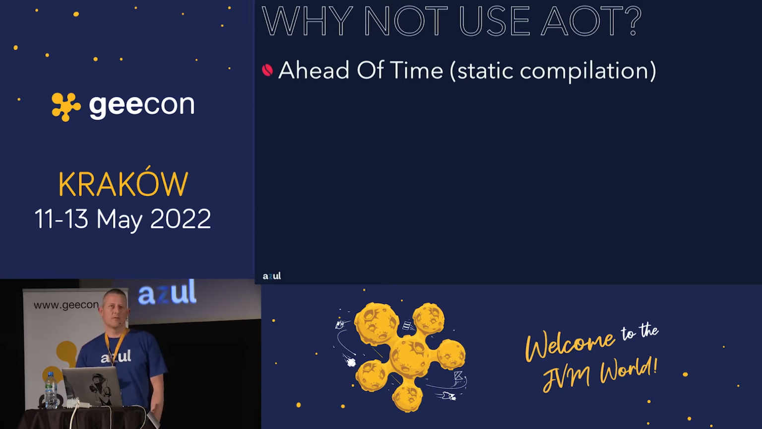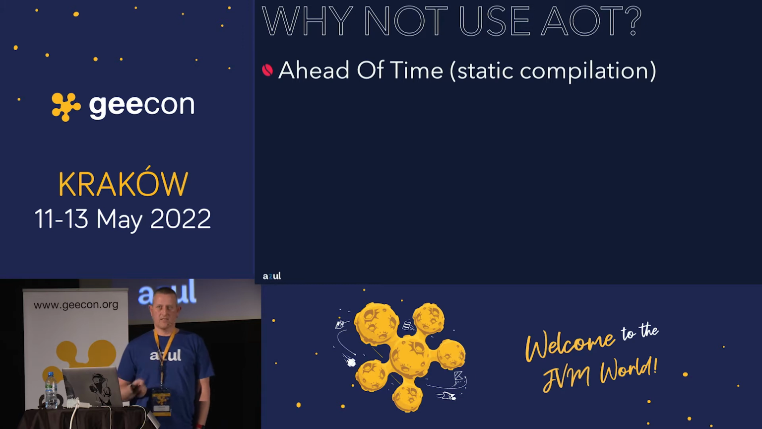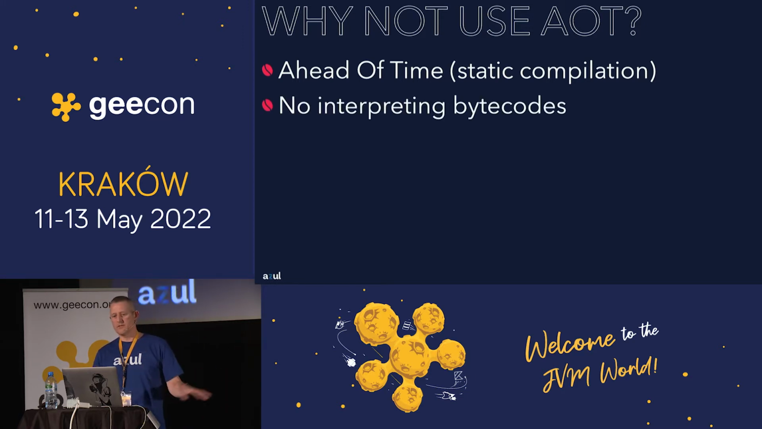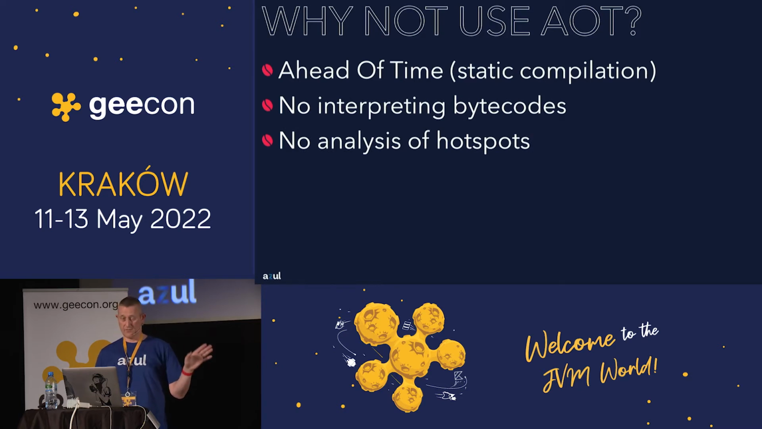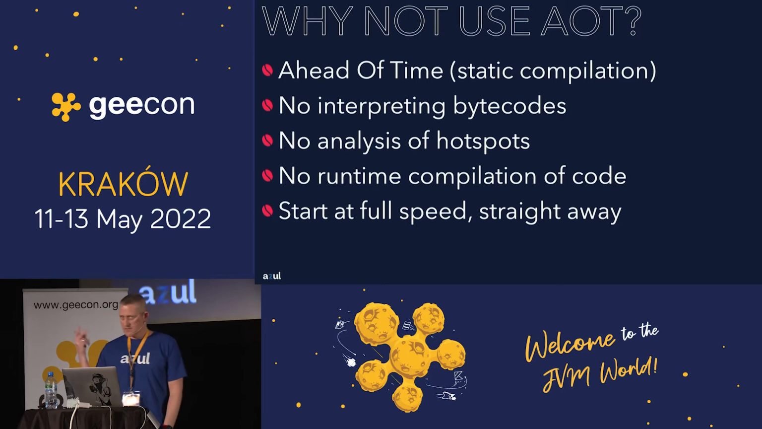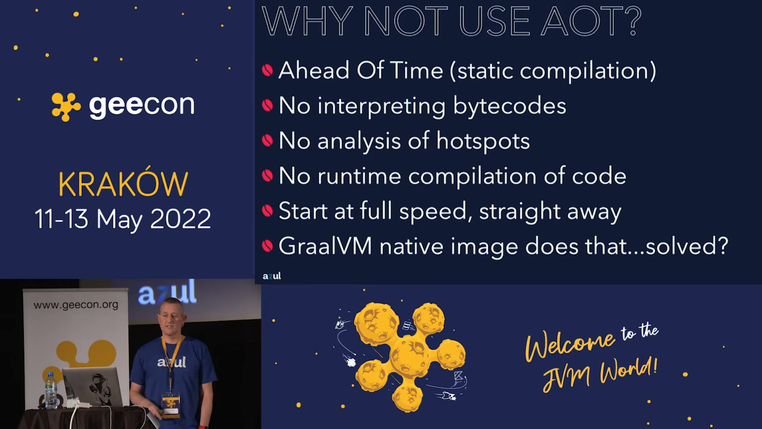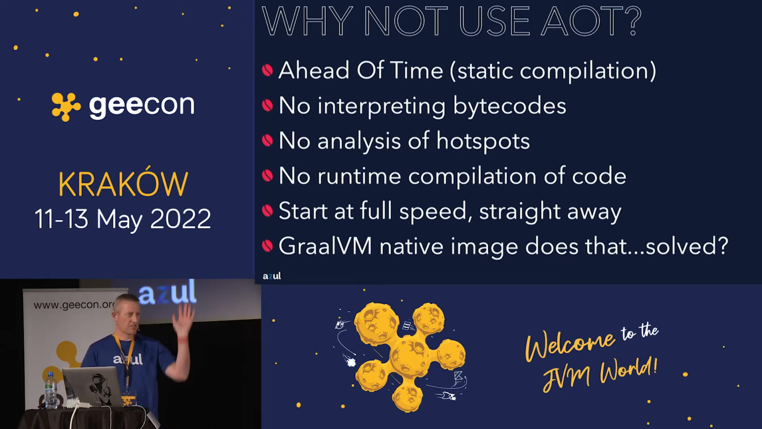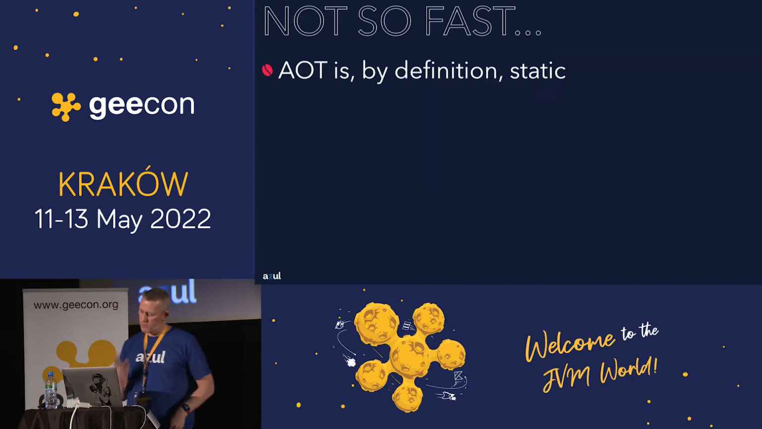So ahead of time compilation in principle is always static compilation, means you compile the stuff once, you don't interpret, no analysis of hotspots, no runtime compilation of code. It starts at full speed straight away, right? Awesome. GraalVM native image does exactly that. So I'm done, right? Can go, we know GraalVM, but wait.